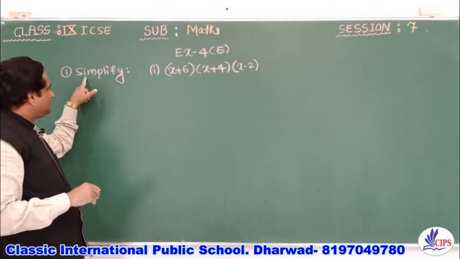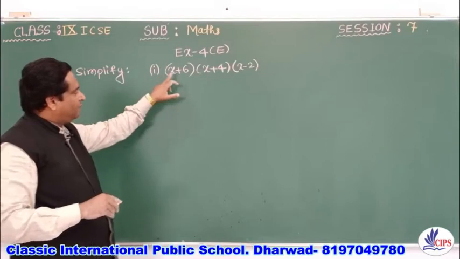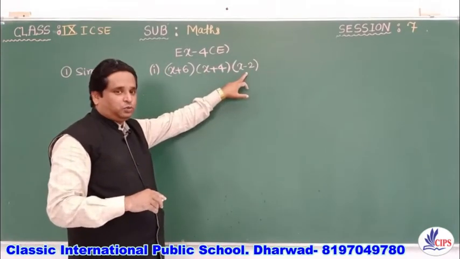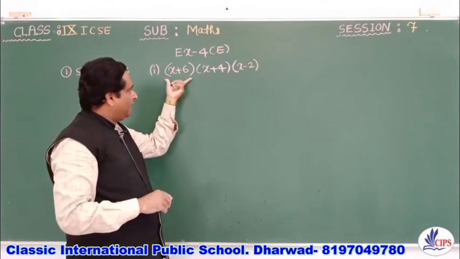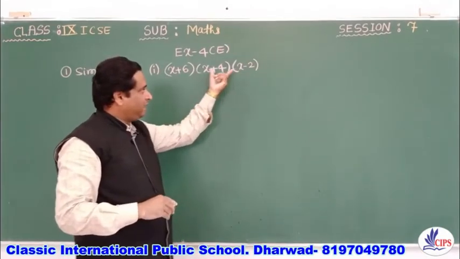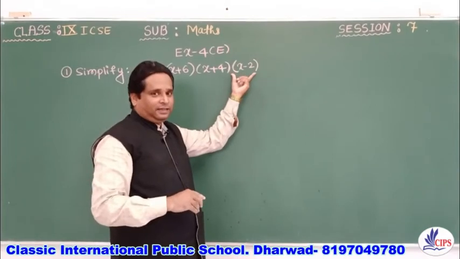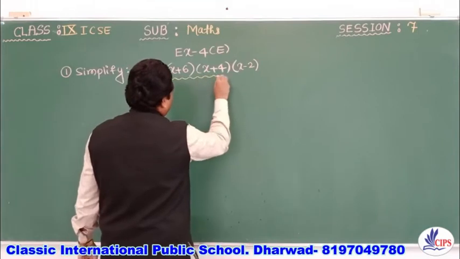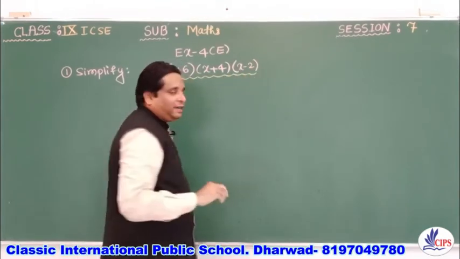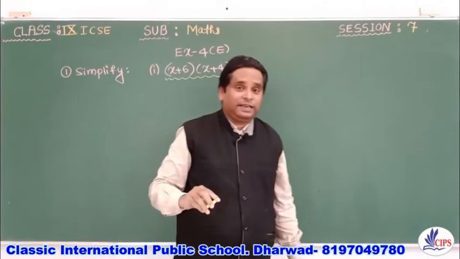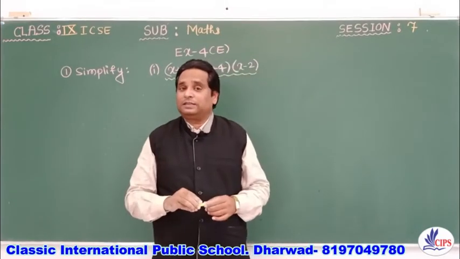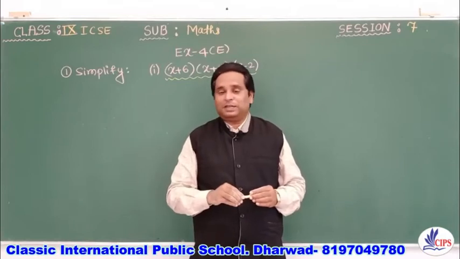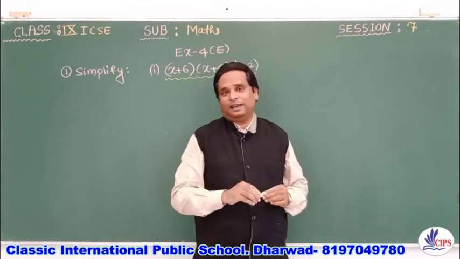Try to understand. Simplify. First one, (x plus 6) into (x plus 4) into (x minus 2), which is in the form of (x plus a) into (x plus b) into (x plus c). Right? We have to expand this using the special product. (x plus a)(x plus b)(x plus c) is equal to x cube plus (a plus b plus c) into x square plus (ab plus bc plus ca) into x plus abc.